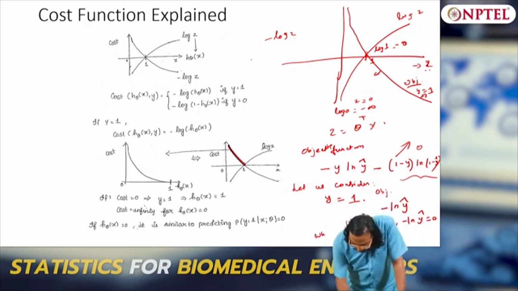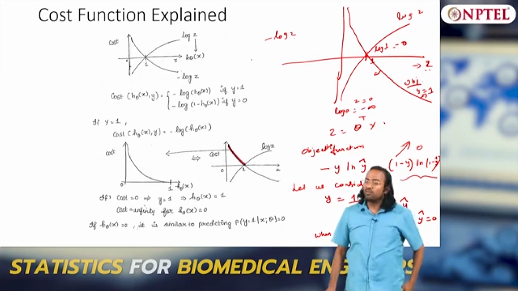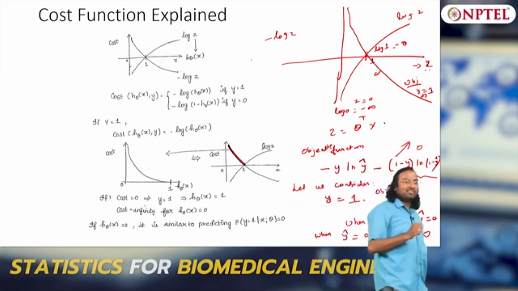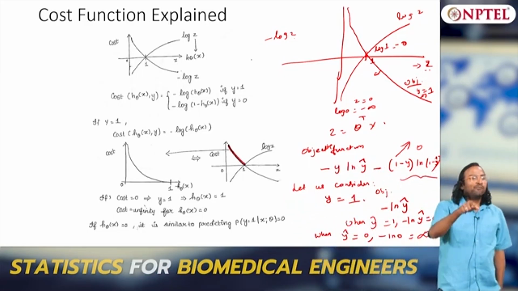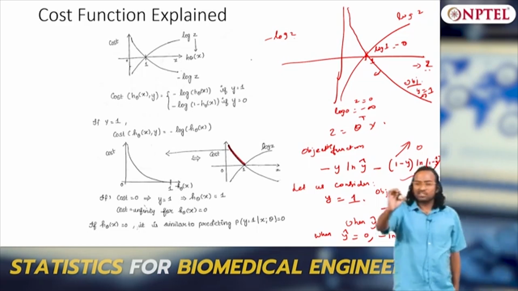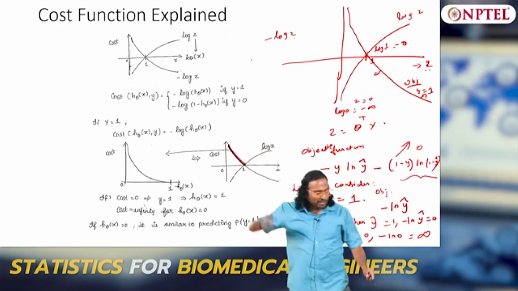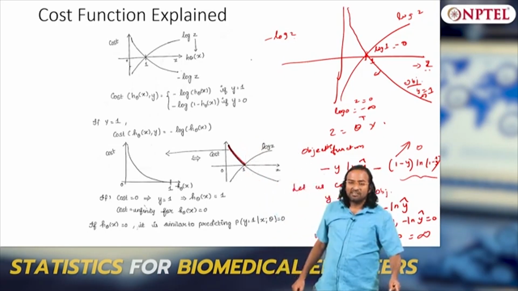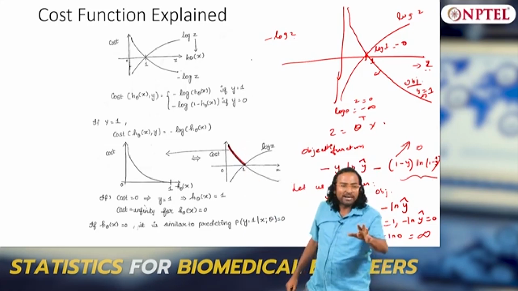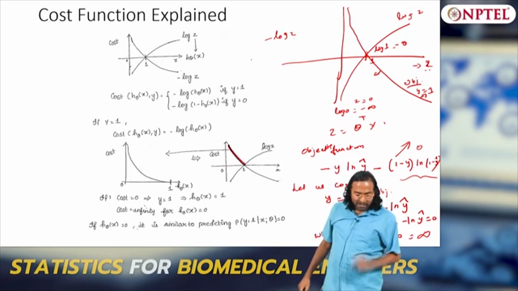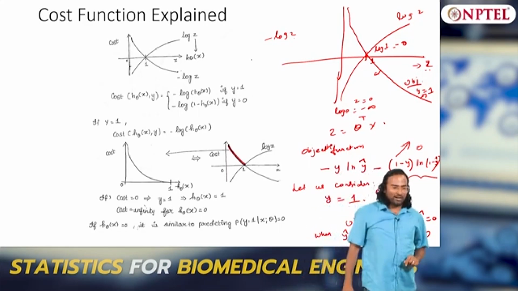Now when y hat equals 0, what is the output? Minus ln 0, which is infinity. You have a very high error. This is what you want: when there is no error, your cost is 0, and when there is an error, your cost is infinity. So you want to minimize this function. If you minimize it, that means you have got the right parameters. So this is the case when y equals 1.